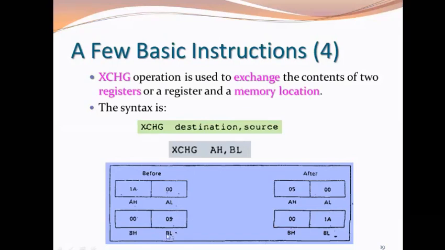That means BL should go to the AH and the value of AH, 1A, should come to the BL. Does it make sense? Yes, sir. Okay, all right. So that is the point you have to understand. Exactly, we are going to see this one. Is that clear to everyone? Yes, sir.